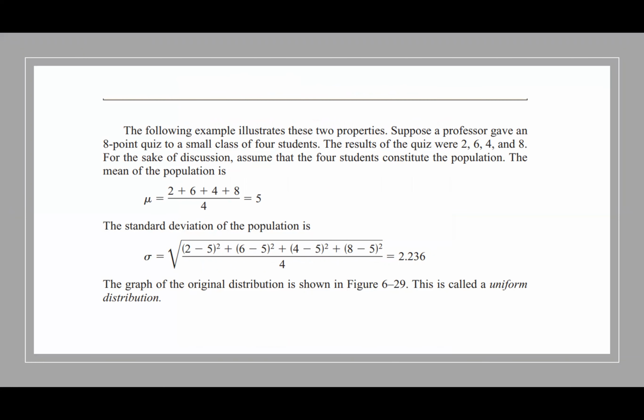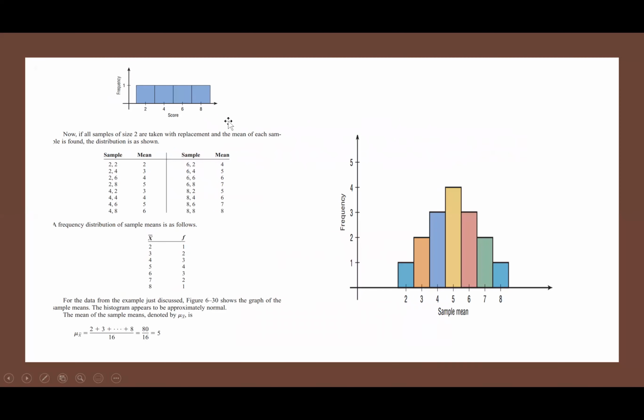Suppose a professor gave an 8-point quiz to a small class of 4 students. The results of the quiz were 2, 6, 4, and 8. For the sake of discussion, assume that the 4 students constitute the population. The mean of the population is the sum of the observations divided by the total number, which comes to 5. The standard deviation, by applying the formula, is 2.236. The graph of the original distribution is called a uniform distribution. This is the graph, the frequency and the score.